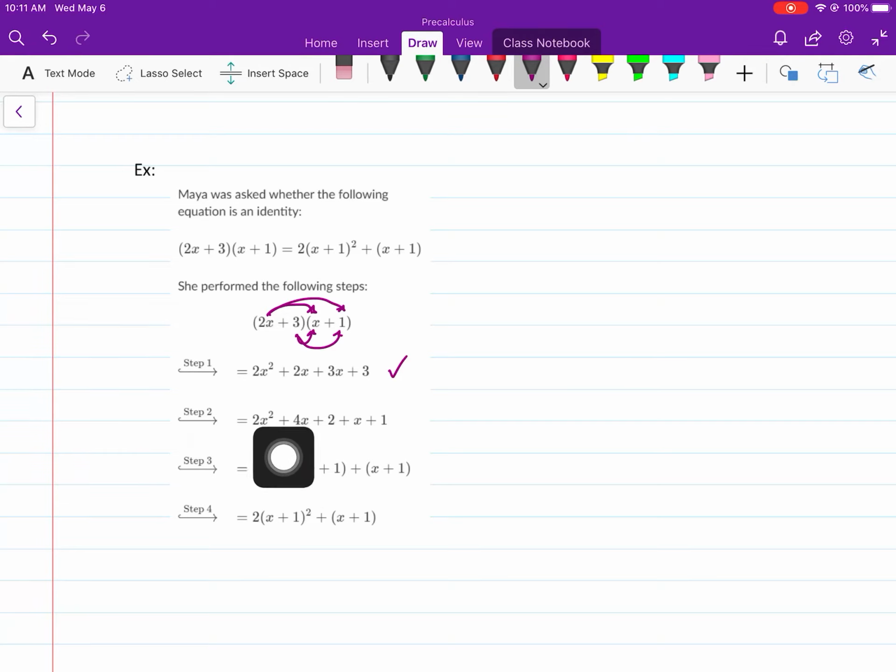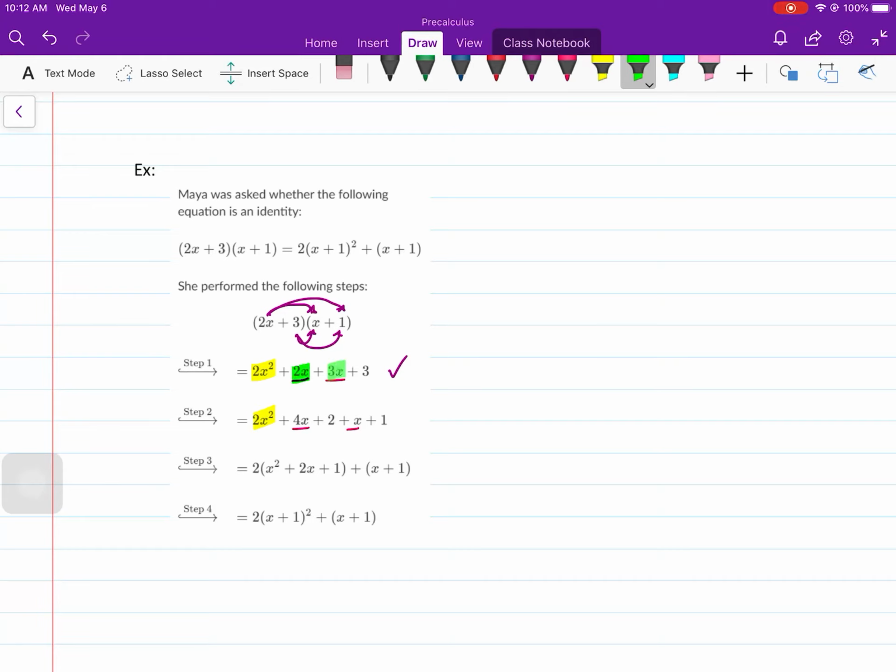For the next step, we have 2x squared plus 4x plus 2 plus x plus 1. Now, is that okay of a step? Well, let's take a look. So 2x plus 3x, what is that? That's going to be 5x, right? So 4x plus x, they're just splitting it up and rearranging here. You'll see why in a little bit, but does 4x plus x equal 5x? Yes, so that's okay. And then similarly, you can see 2x squared and 2x squared, that's fine.